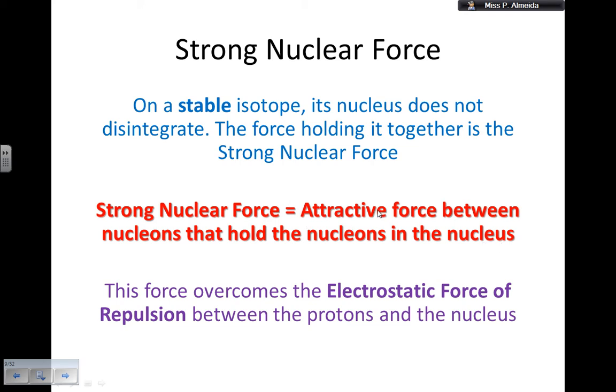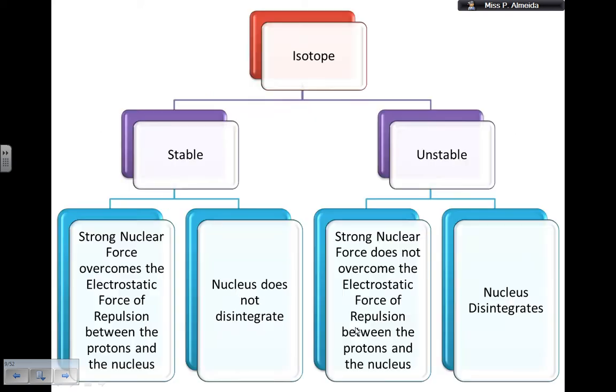Everything is attracted to each other, okay, or to the other particles. And then this force, if you have a stable isotope, is overcoming the electrostatic force of repulsion between the protons and the neutrons in the nucleus. Okay? So that's about the forces. Now, how does this work? If you have an isotope, it can be stable or unstable. If it's stable, just as we mentioned, the strong nuclear force is going to overcome the electrostatic force of repulsion between the protons and the neutrons in the nucleus. And then the nucleus does not disintegrate.